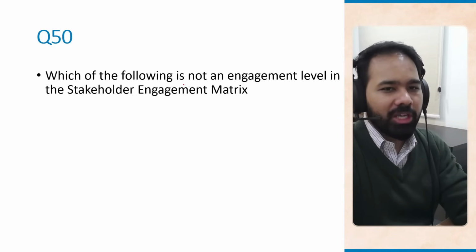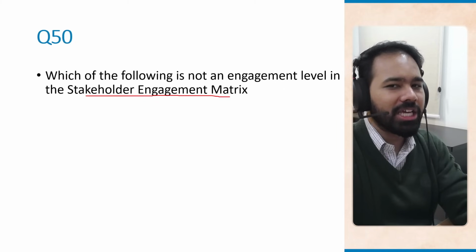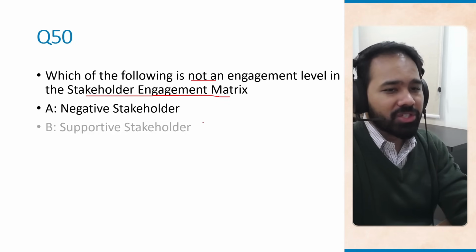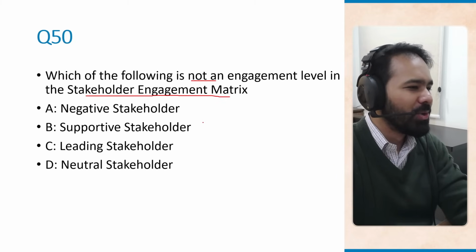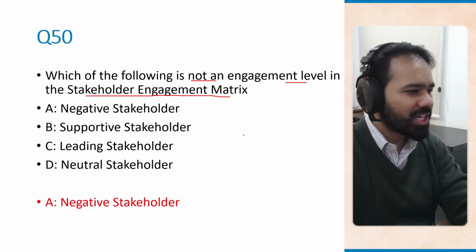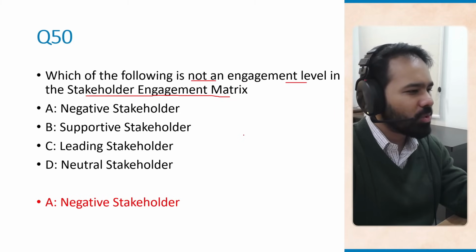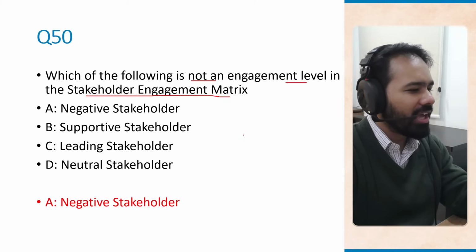Okay, question number 50. Which of the following is not an engagement level in the stakeholder engagement matrix? Not an engagement level, remember. Okay, negative stakeholder, supportive stakeholder, leading stakeholder, and neutral stakeholder. Which of these is not an engagement level? Actually, negative stakeholder is not an engagement level. There could be unaware stakeholders, resistant stakeholders, neutral stakeholders, supportive stakeholders, leading stakeholders, but negative stakeholder is not an engagement level.